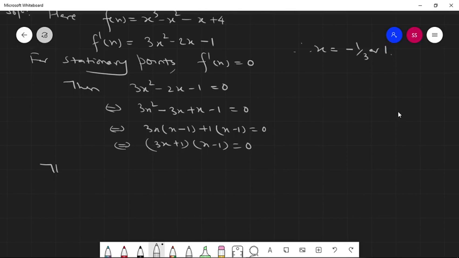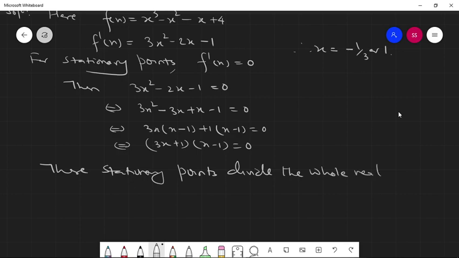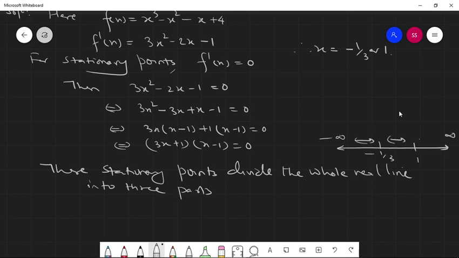And these stationary points divide the whole real line into 3 parts, because this is the real line, minus infinity, here minus 1 over 3, here is 1, this is one interval, this is second interval, and this is third interval.